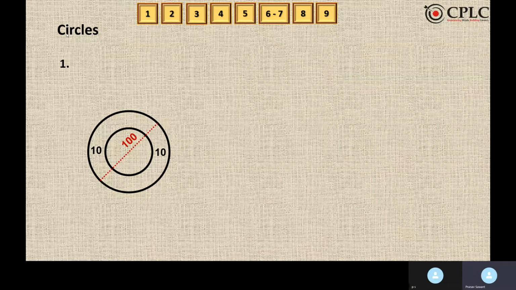So we have to subtract 10 two times because it's from the right side and also from the left side. So it is going to be 80. Diameter is 80. The radius is going to be 40.